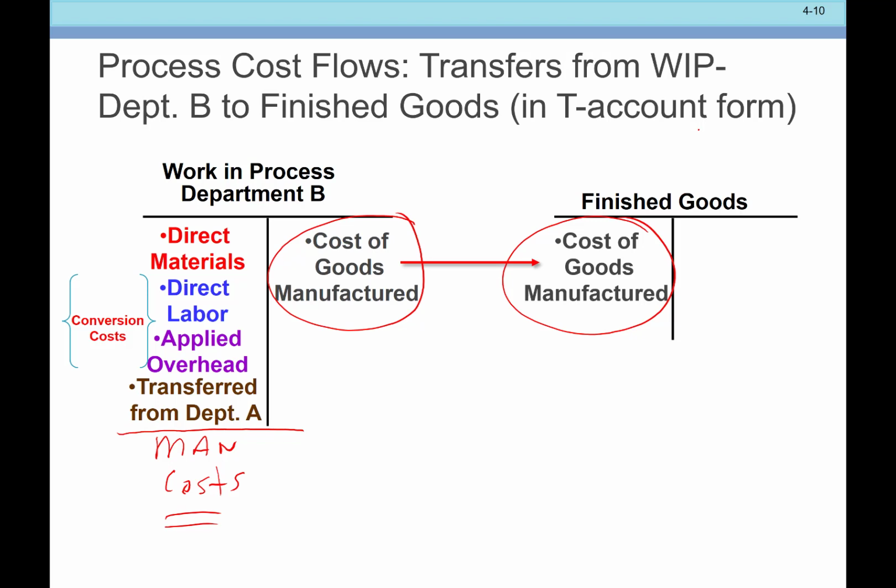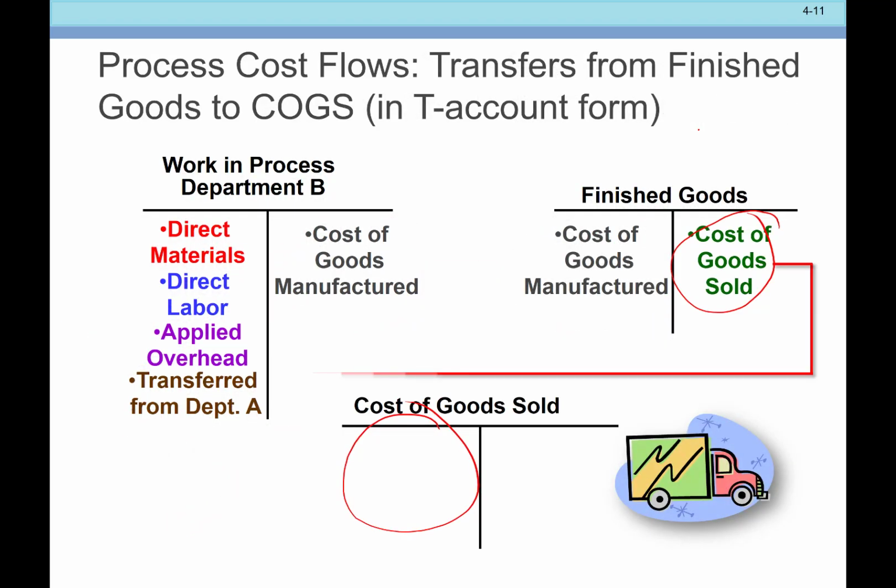Now I wrote manufacturing cost down there, and encircled cost of goods manufactured, because we have the same terms now that we had for process costing, right? Everything that we add to our work in process is called manufacturing cost. Don't forget our direct labor and our overhead are called conversion cost. And everything that comes out of work in process of the last department and goes into finished goods is called cost of goods manufactured. And of course, cost of goods sold is the easiest thing in this whole equation, as things come out of finished goods and into cost of goods sold.